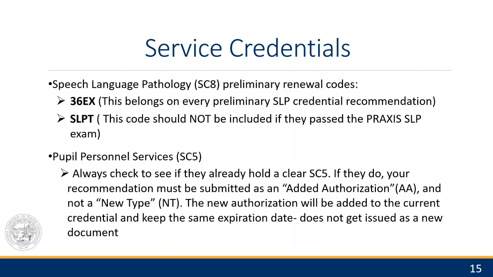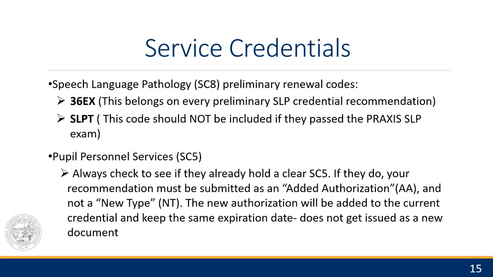For pupil personnel services, such as counseling, school psychology, school social work, you're always going to check first to see if they already hold a clear SC5. Because if they do, then your recommendation has to be submitted as an added authorization, not a whole new separate type. I mentioned this before a few slides ago. It's something common that we see.